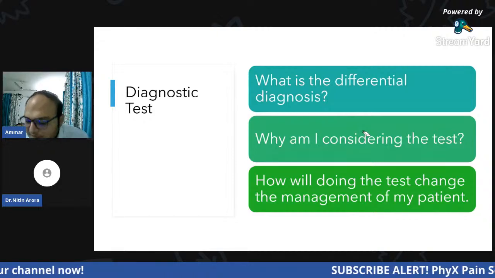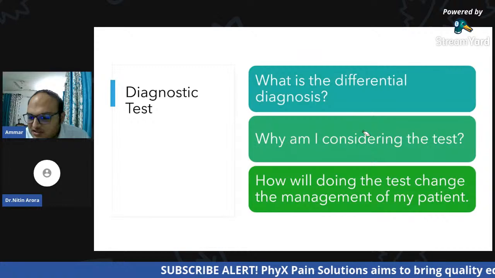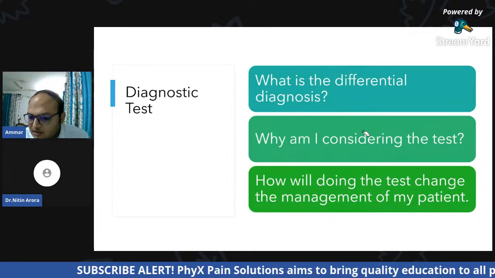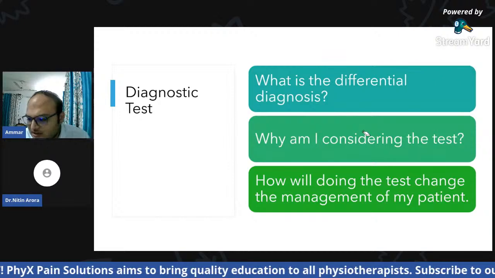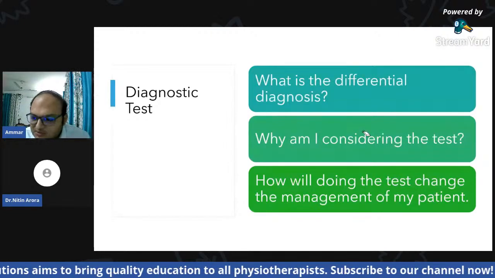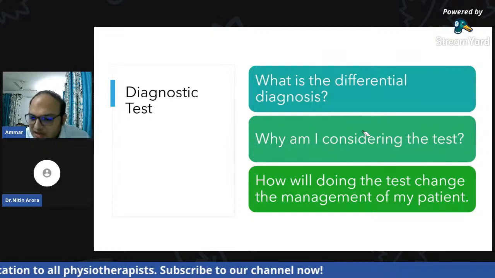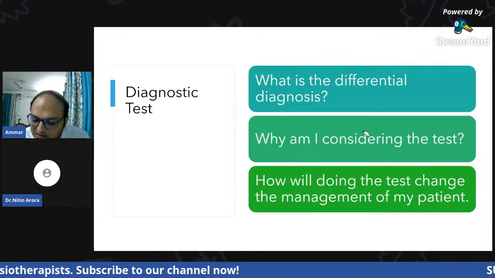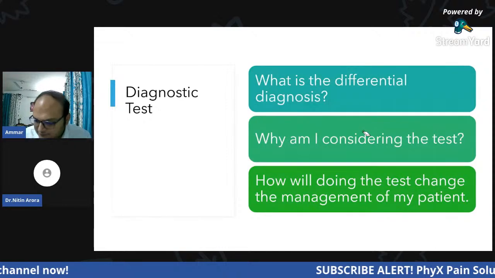So don't do it. Third question you need to answer is, how will doing the test change the management of my patient? Will doing this test bring any change? If not, please don't do the test. So please use special tests with caution. Again, don't overuse them. I'm not saying don't use them, don't learn them. Learn them, but please use them with utmost attention.